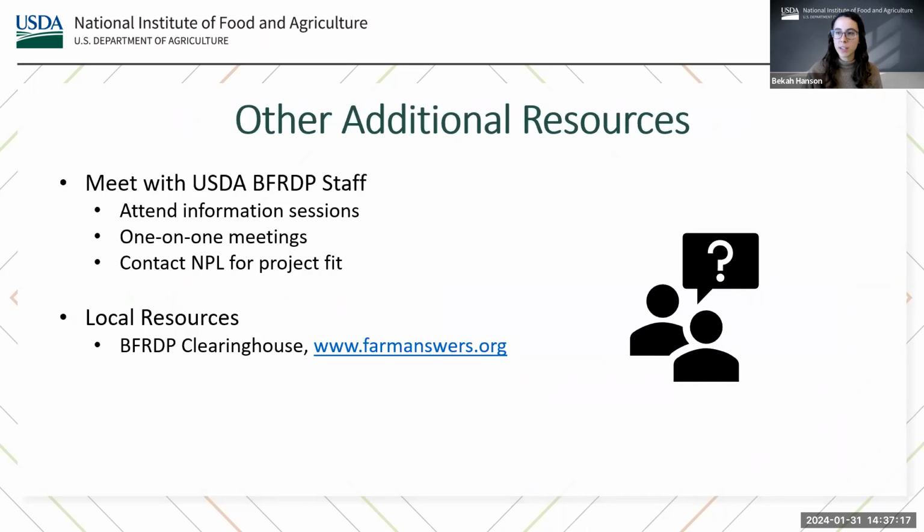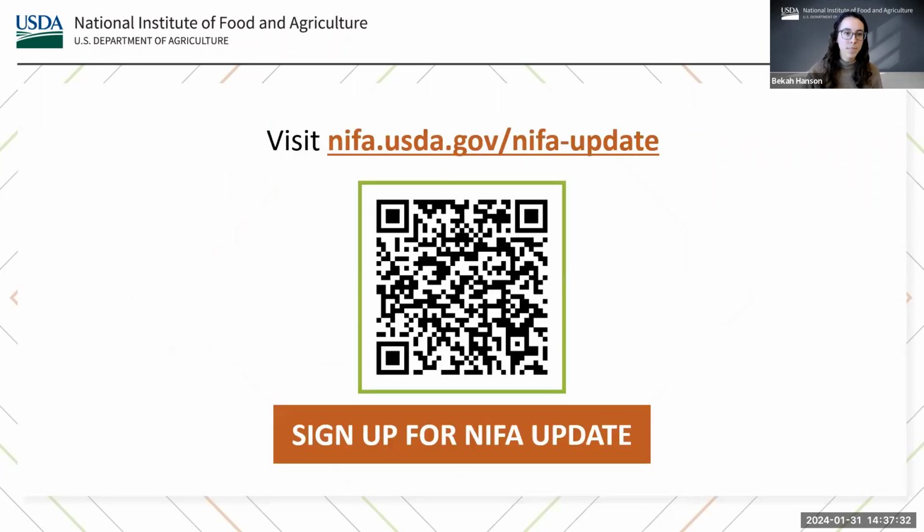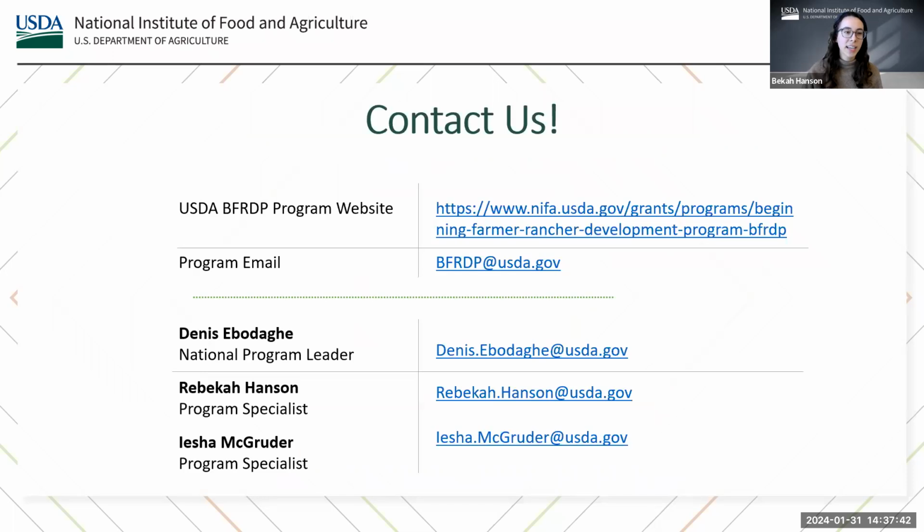Additional resources, we always encourage you to reach out to us if you have questions. Dennis can definitely help with if your project fits the BFRDP program. And then also our BFRDP clearinghouse is at www.farmanswers.org. If you'd like to sign up for NIFA updates, we have a QR code here along with the website. And finally, here's our contact information for program contacts. So Dennis, myself, and Aisha, along with our BFRDP program website and program email.